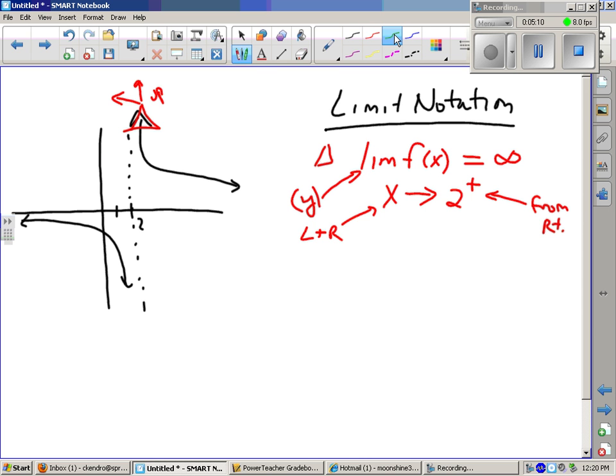Now let's do the bottom arrow. We'll make that one green. This time our y value, or limit of f of x, is headed down forever. So down would be negative infinity. But the left and right movement of this green arrow is it's moving towards that 2 again, that line that's on the 2, and it's coming from the left this time. So we put the little minus sign after the 2. All right, let's keep moving here.